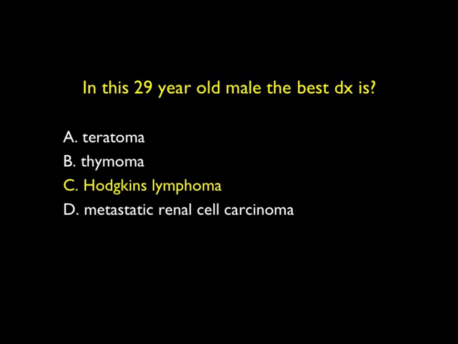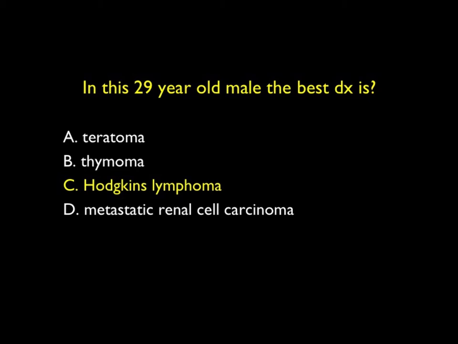Thymomas, anterior mediastinal mass with implants on the pleura, usually an older age group, but not that big effusion and not this diffuse infiltration of the mediastinum. Teratoma, fat, calcification, metastatic renal disease, more discrete and distinct nodules or nodes will be present in the mediastinum. It can compress the vasculature, but this infiltration in this case is really a very nice hallmark of lymphoma, and this was a case of Hodgkin's lymphoma.